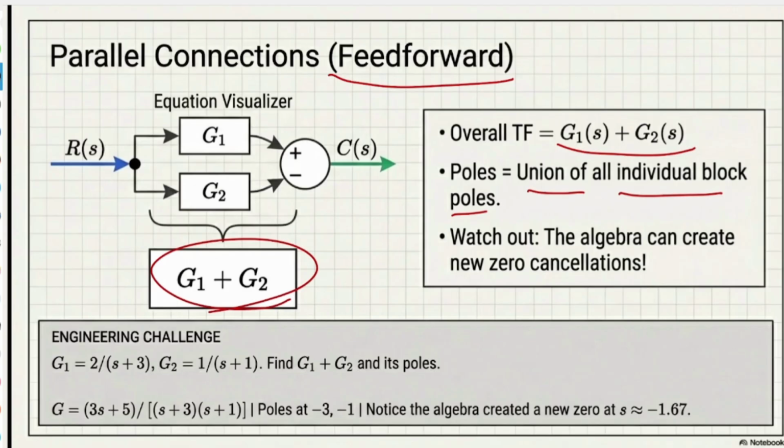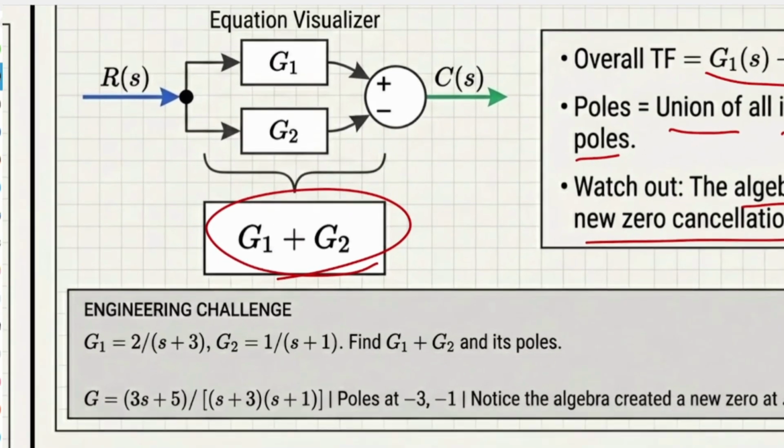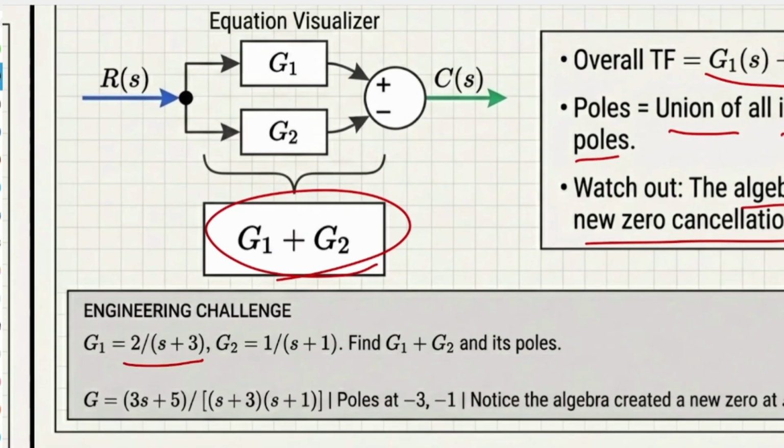But at some points, you're going to make some zeros. So the algebra here can create a new zero cancellation. You have to be very careful. For example, imagine you have a system 2 divided by s plus 3, and another system 1 divided by s plus 1. In this parallel condition, the only thing you have to do is add them up. Obviously, to add them up you have to find a common denominator, and then your numerator would have some change.